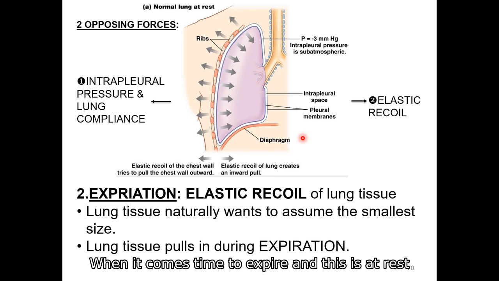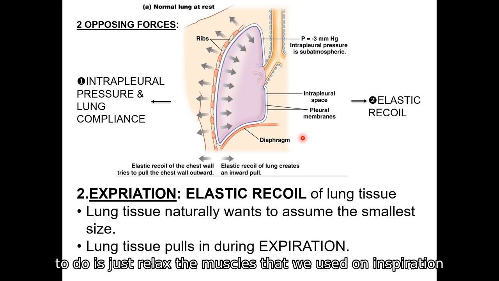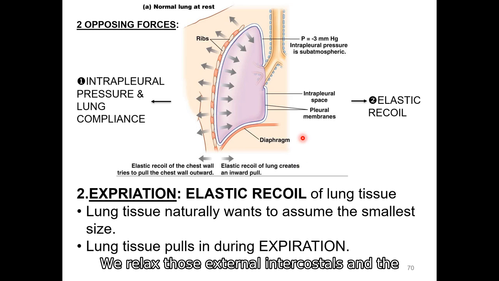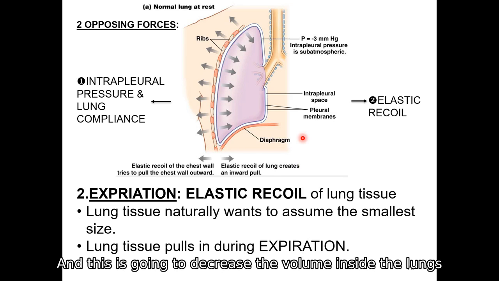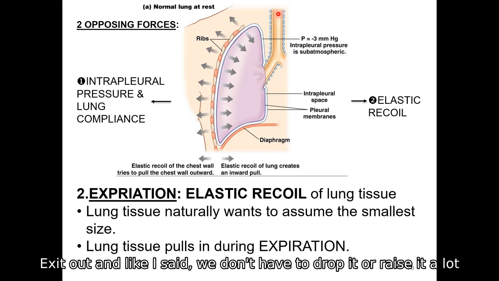When it comes time to expire, and this is at rest, by the way, all we have to do is just relax the muscles that we used on inspiration. So then we relax the diaphragm, and it's going to dome up. We relax those external intercostals, and the rib cage goes back to be a smaller size. And this is going to decrease the volume inside the lungs, and therefore air will exit out.